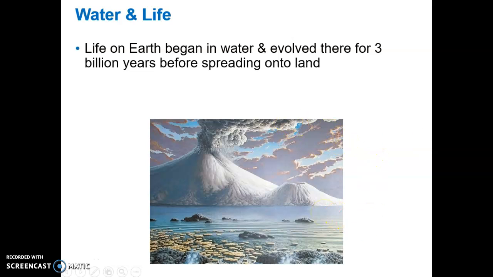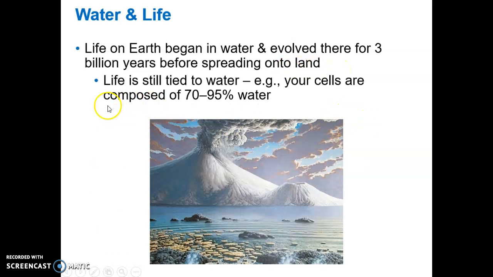Okay? So, life evolved in water, and it evolved in water for about 3 billion years, a very long time before it moved on to land. And again, we'll talk about that in subsequent chapters. So life is still tied to water. For example, in our body, all our cells, they're basically elaborate, fancy little sacks of water, anywhere from 70 to 95% water. We are terrestrial, we live on dry land, but most of our body is made up of water.